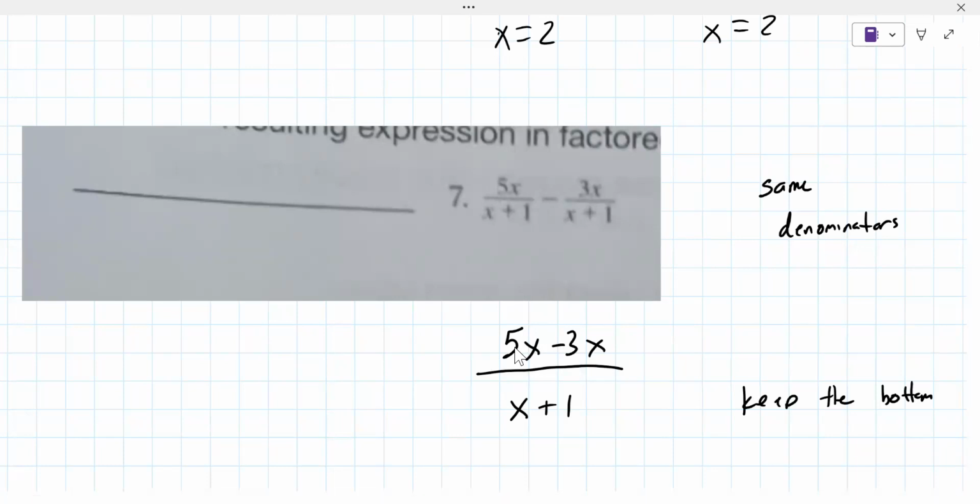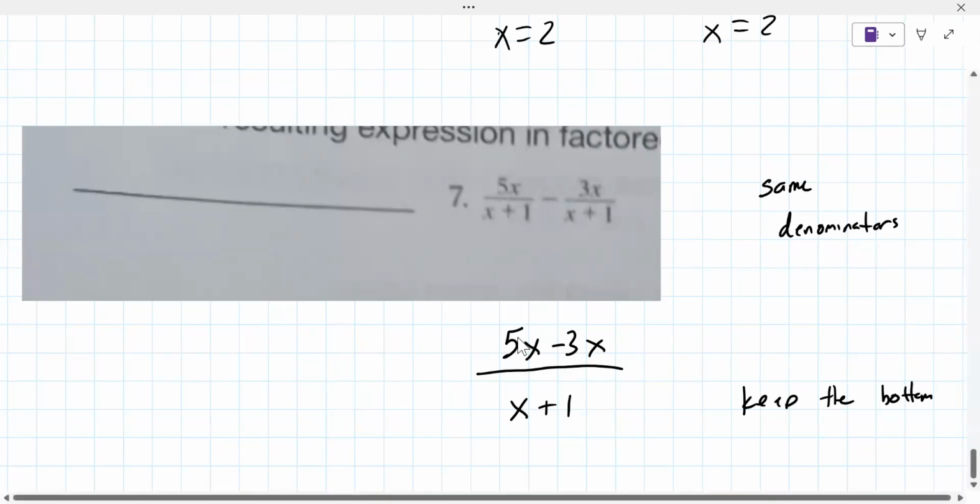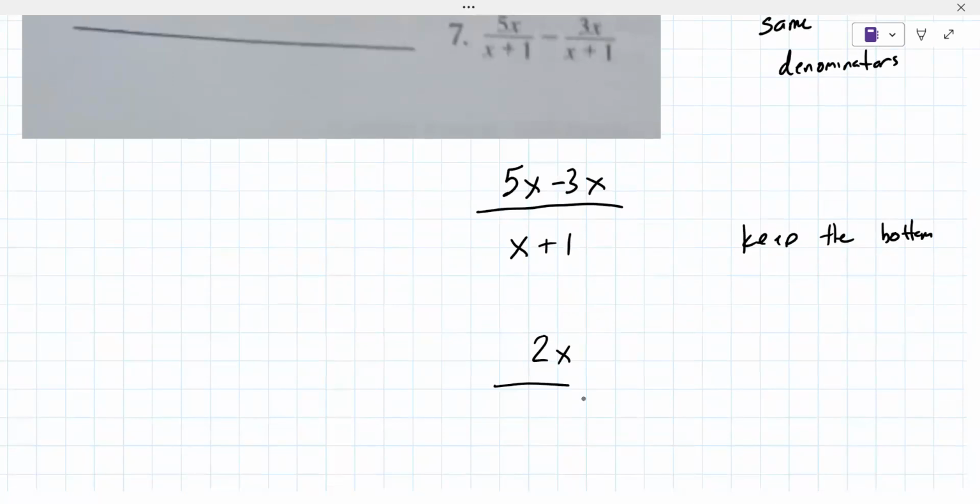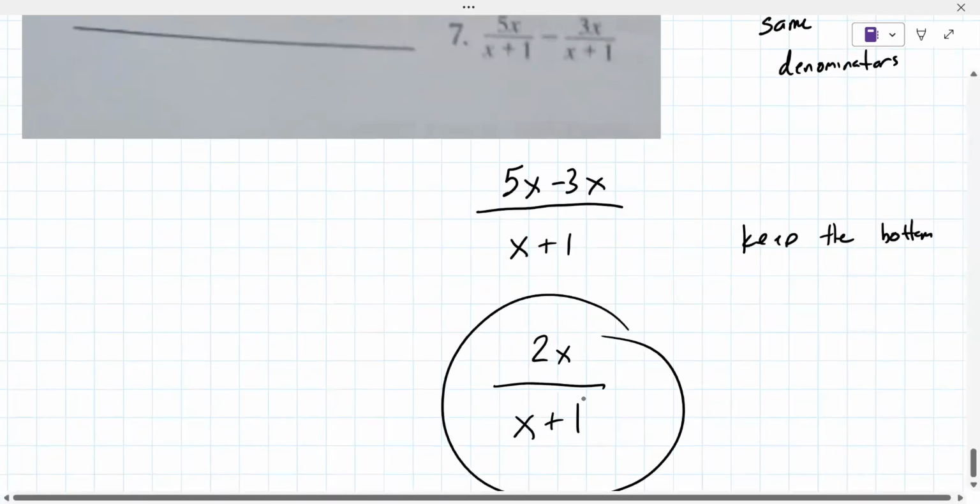You're taking 5 minus 3, and the x should be put with the answer. 2? 2x. 2x, okay. And that is your final answer.